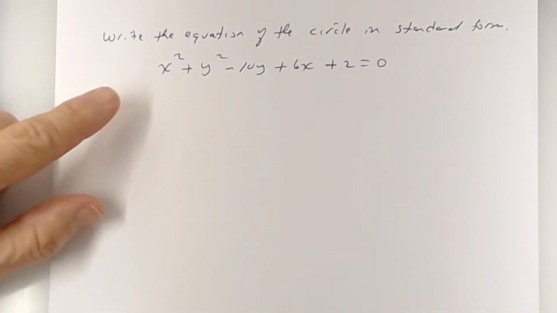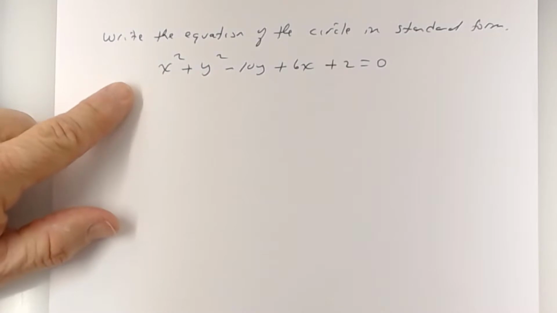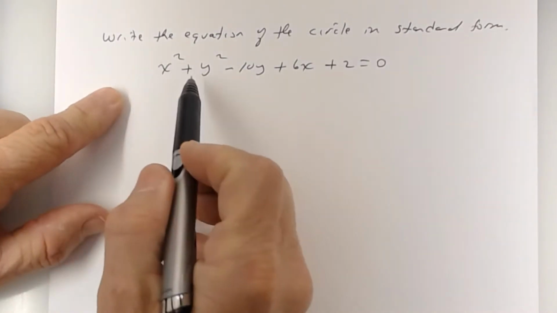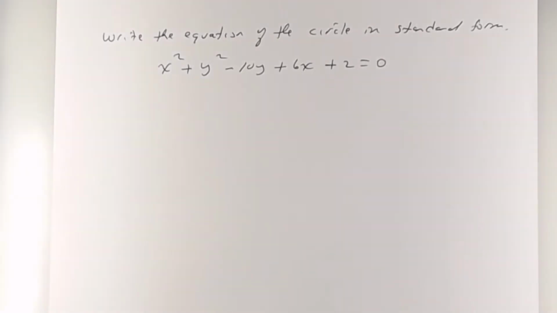All right, now this equation that I have here, what kind of equation is this? Circle. It's a circle because you have an x squared and a y squared, and the coefficients are 1. So that's the equation of a circle, but it's not in standard form. What form is this? That's general form.